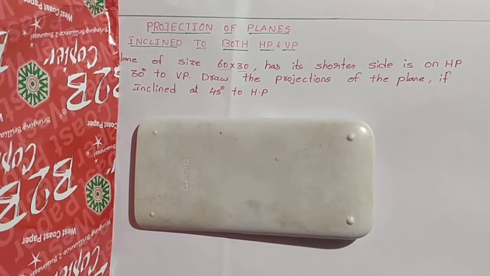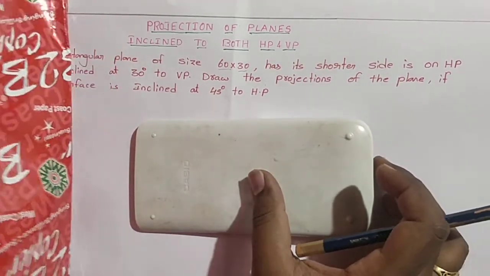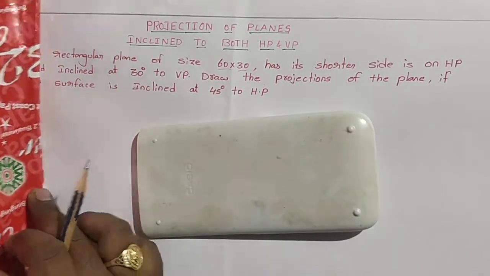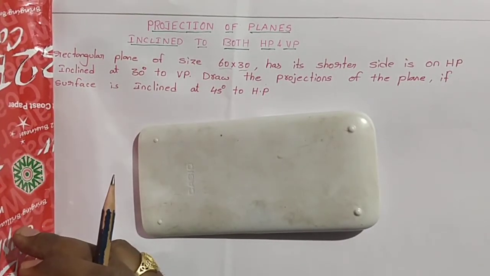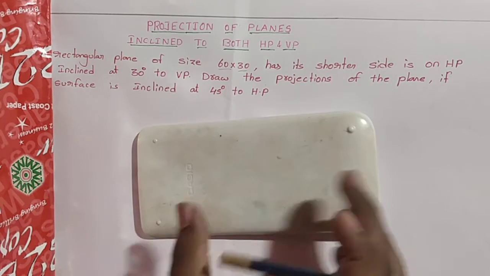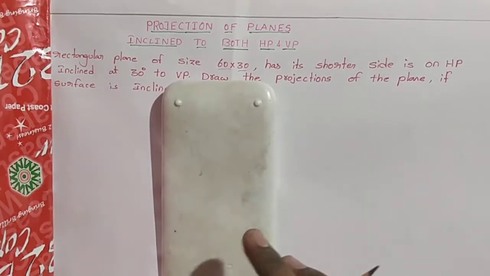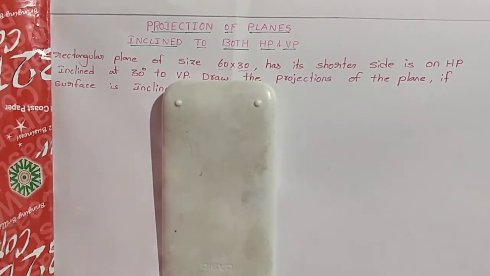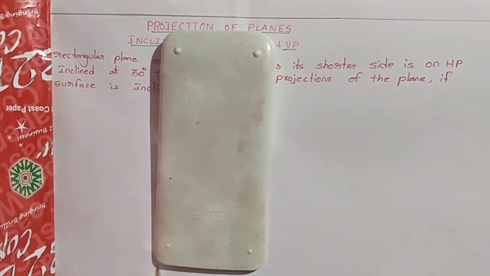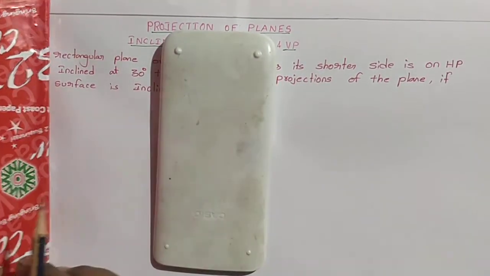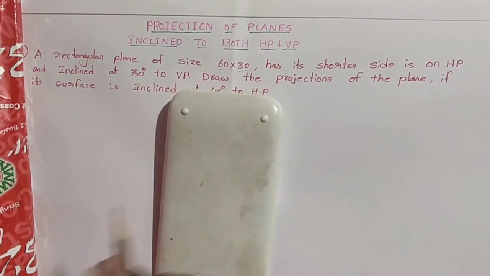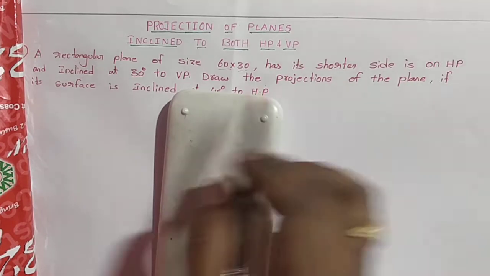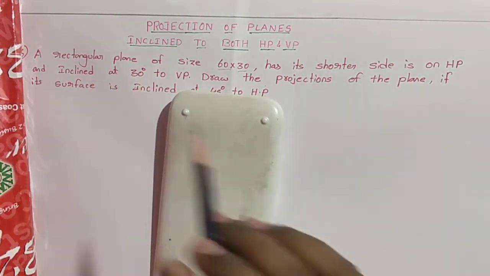Okay, next here the problem given that the rectangular plane of size 60 by 30 has its shorter side on HP. I place it like this. This is the shorter side, and this one is the longer side, and the shorter side is on HP and inclined at 30 degrees to VP.